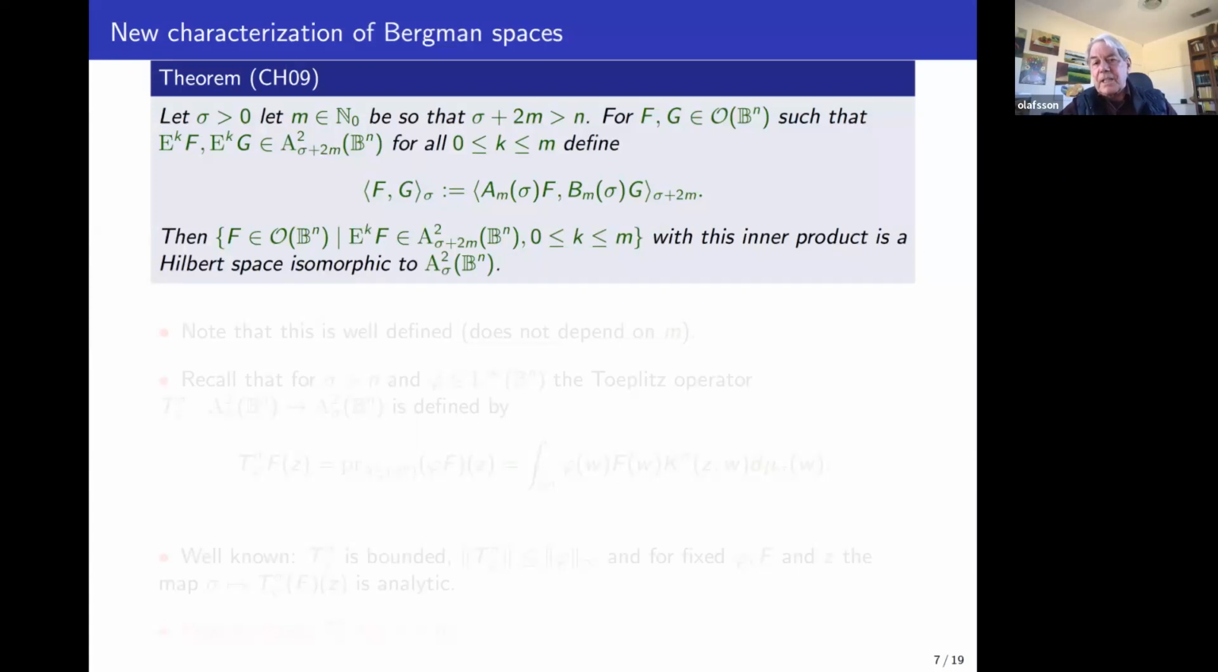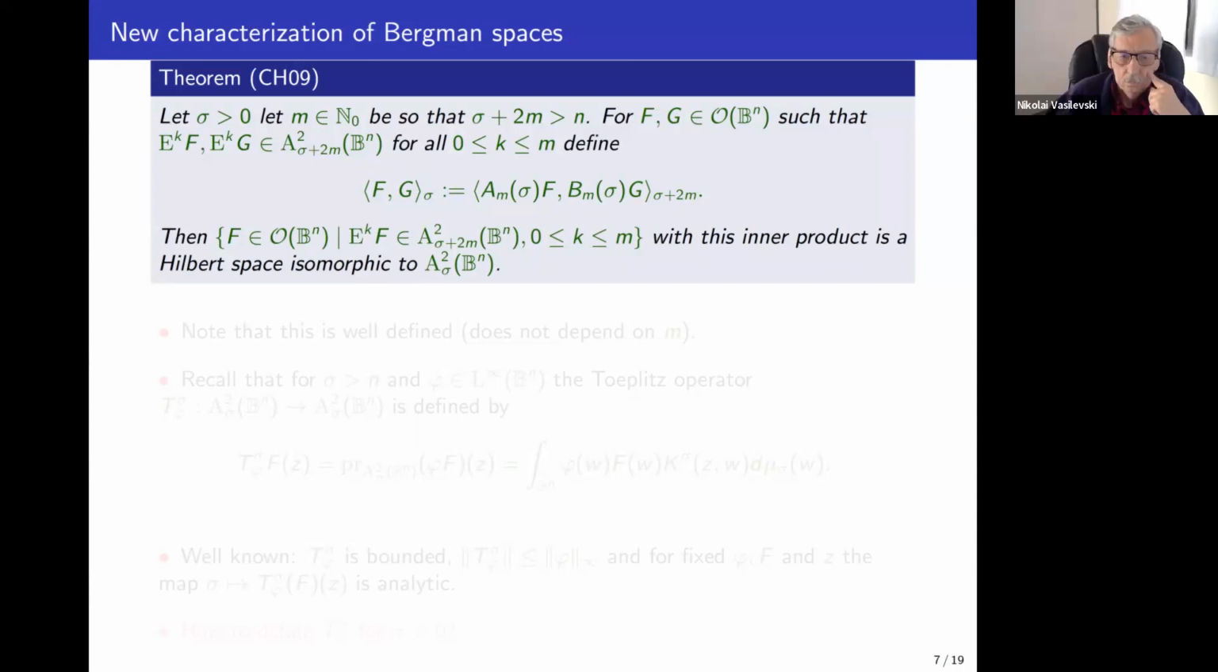And this is a formula that is valid for all sigma positive, and this is completely independent of whatever m you take, because if you take some bigger one, then you just use the previous result that you can add to this m, and you will always get the same thing. And then if you take all the holomorphic functions such that this inner product is finite, then you get a Hilbert space of holomorphic functions, which is isomorphic to the previously defined A2 sigma.